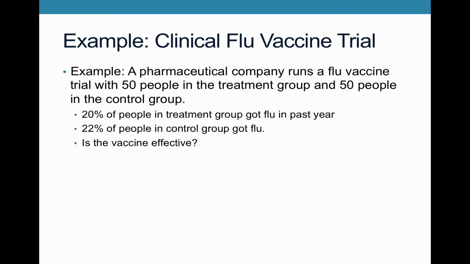We find that 20% of people in the treatment group got flu in the past year versus 22% of people in the control group, right? So there is definitely some sort of relationship. We can see here that people who were in the treatment group were less likely to get the flu last year. But can we really conclude that this isn't just some sort of fluke? Do we know if the vaccine was actually effective? Or was that just due to some sort of natural variation that we'd see in the population?